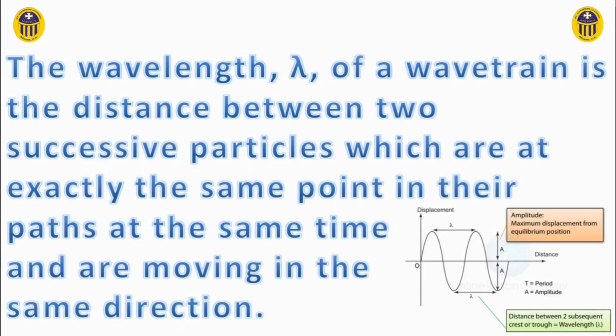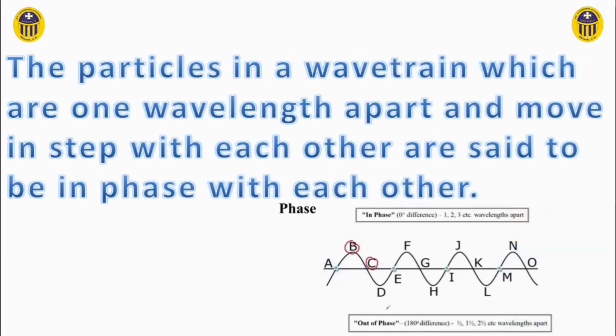The wavelength lambda of a wave train is the distance between two successive particles which are at exactly the same point in their paths at the same time and are moving in the same direction. The particles in a wave train which are one wavelength apart and move in step with each other are said to be in phase with each other.